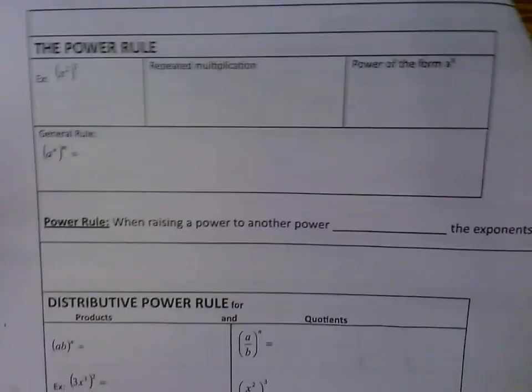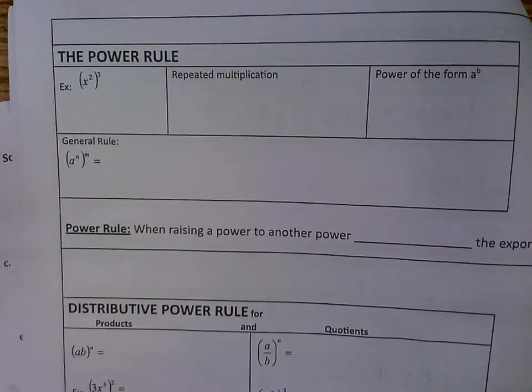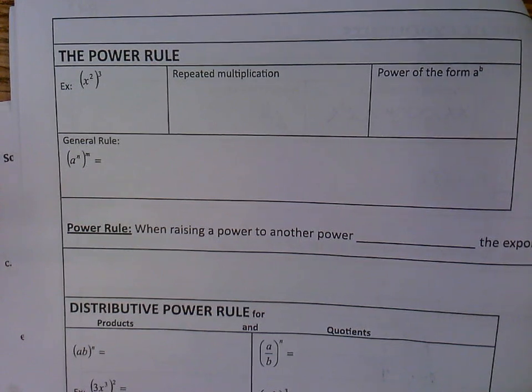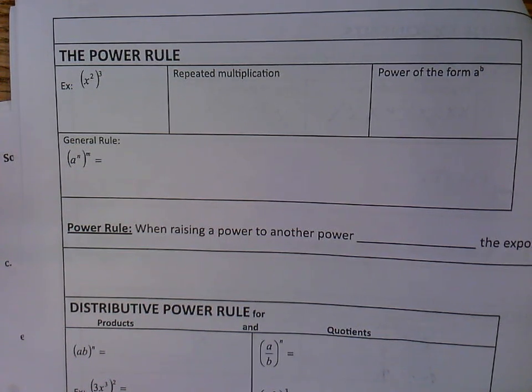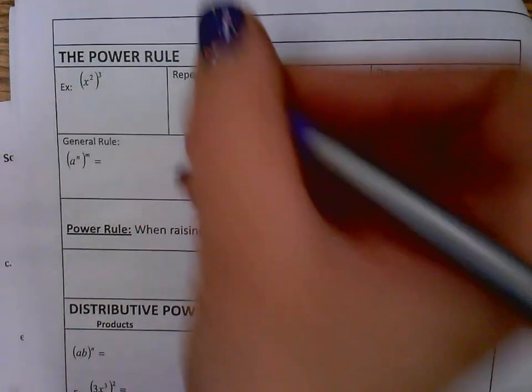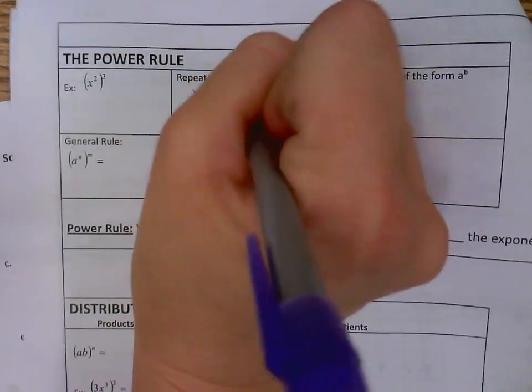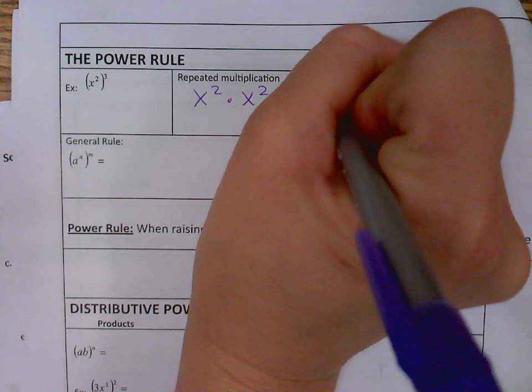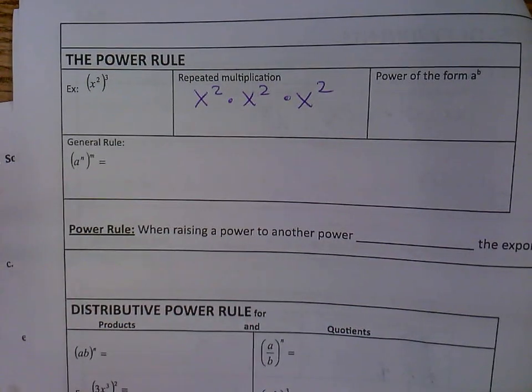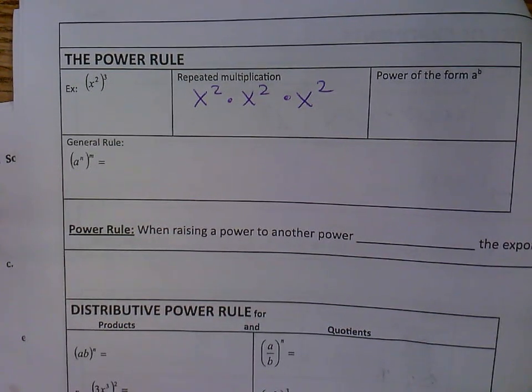I don't know if you've seen the power rule before. The power rule is a third rule. So once you have 3 rules, it starts to get scrambled in your brain. You may want to write out repeated multiplication to check what's going on. I'm taking x squared and I'm multiplying it by itself 3 times. So I'm really multiplying x squared times x squared times x squared. That's what x squared cubed means.